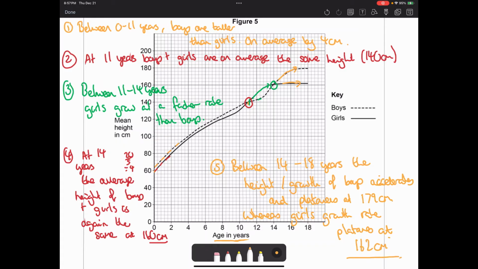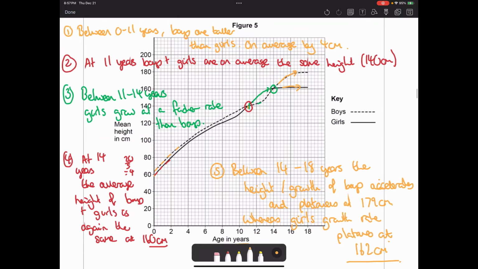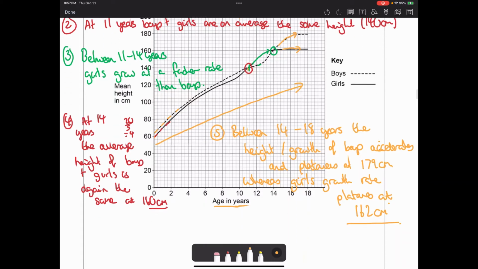Okay, so what I've done, I've broken this graph down into different stages and I've supported each stage with data. Now there are loads of different ways that you can break down this graph, but personally I would always just treat it as a bit of a story and describe it as time goes on.